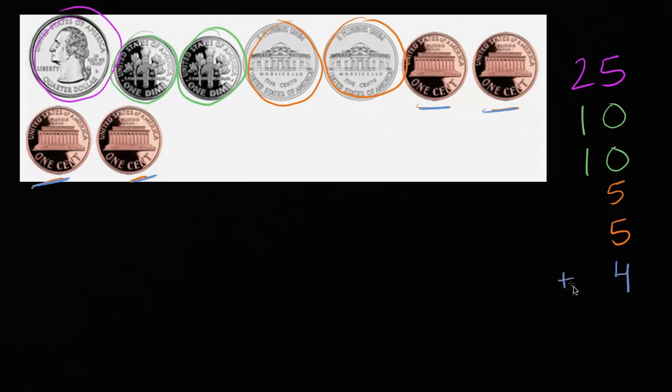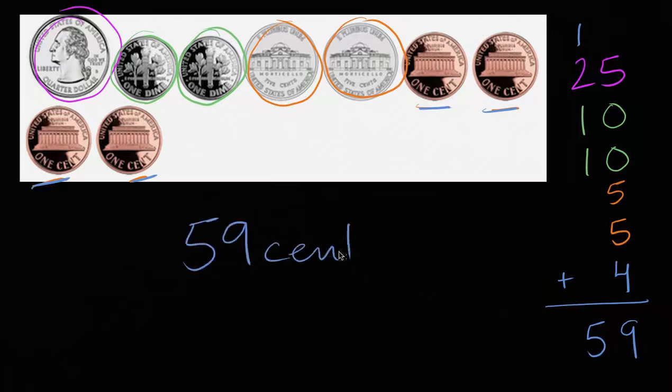And then we could just add everything up. So 5 plus 0 plus 0 plus 5 is 10, plus 5 is 15, plus 4 is 19. 19 is 1 ten and 9 ones, so I can put the 1 ten in the tens place. 1 plus 2 is 3, plus 1 is 4, plus 1 is 5. So it's 5 tens and 9 ones. So 59 cents. This right over here is 59 cents.